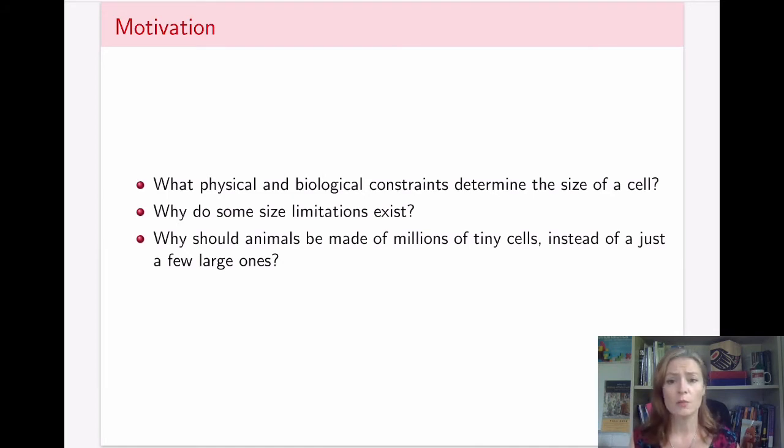So as a little bit of motivation, let's first think about what physical and biological constraints determine the size of a cell. Why do such limitations even exist? And why should animals be made up of millions of tiny little cells as opposed to being one giant cell, right? There must be some biological constraints because nature does not make haphazard decisions, and we're going to try to figure out what they could be.